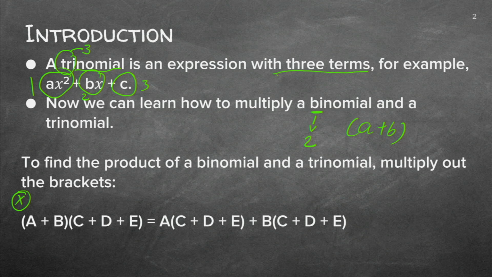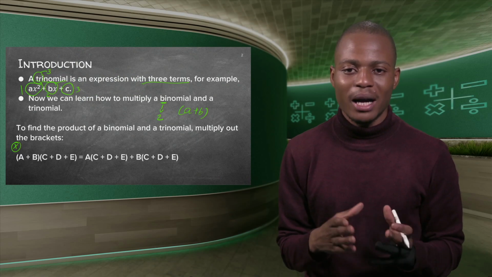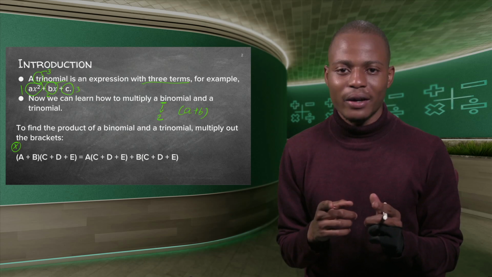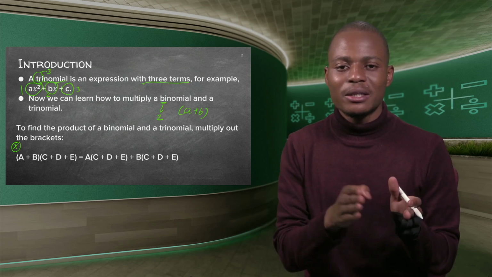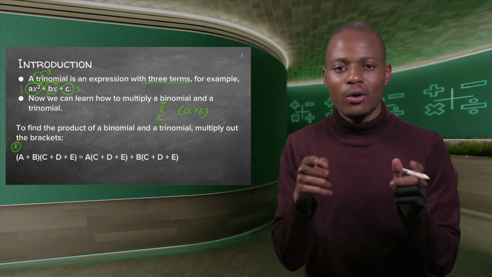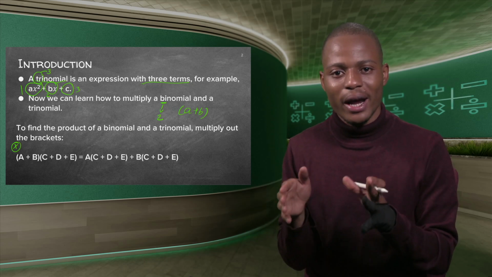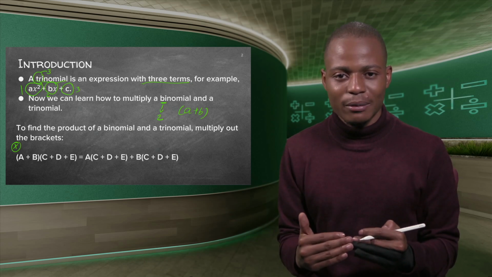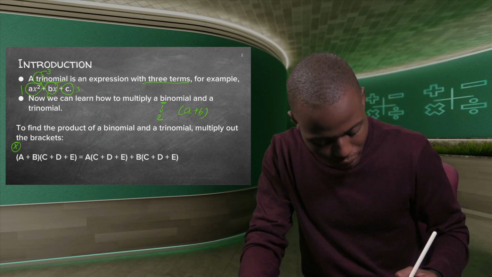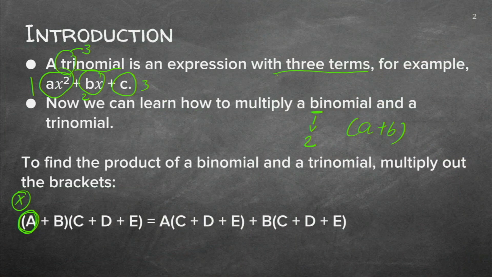If you could, guys, go back to the previous lesson that we had on binomials by binomials. You have to look at the fact that the first term multiplies the two terms on that side, and also the second term in the first bracket has to multiply all terms in the second bracket. So the same concept applies here. You're going to ensure that a, as the first term, needs to multiply c, d, and e. And b also needs to multiply c, d, and e.